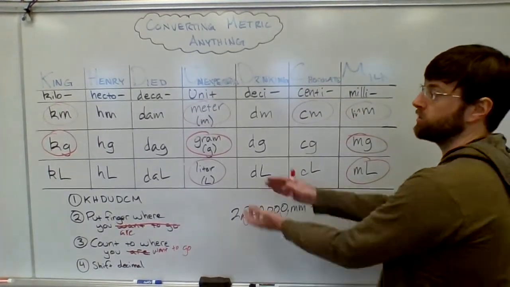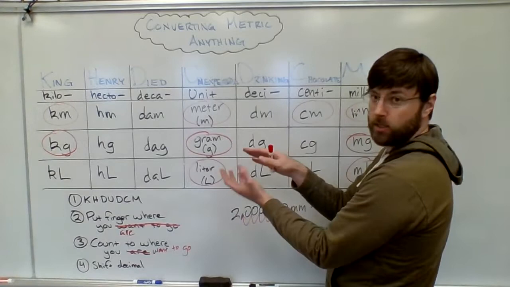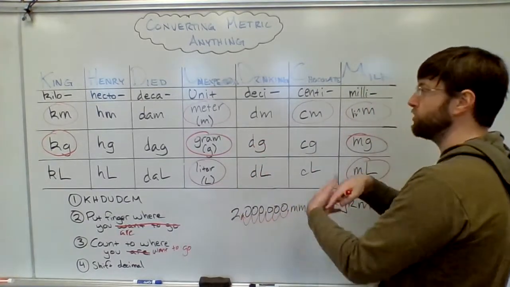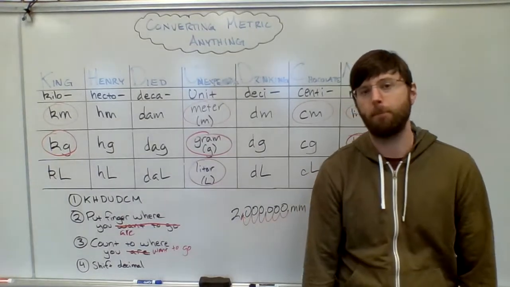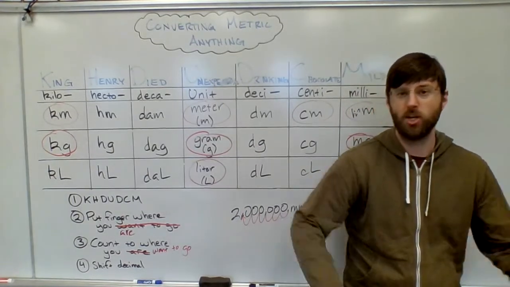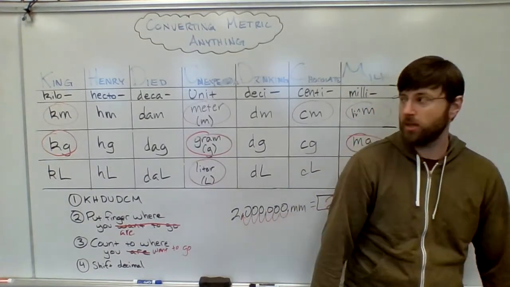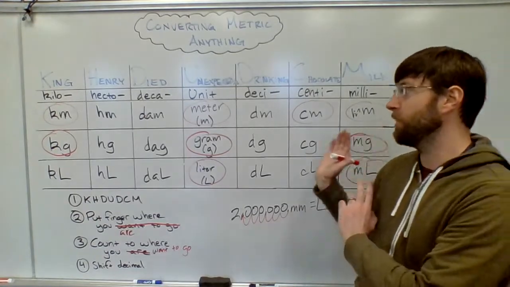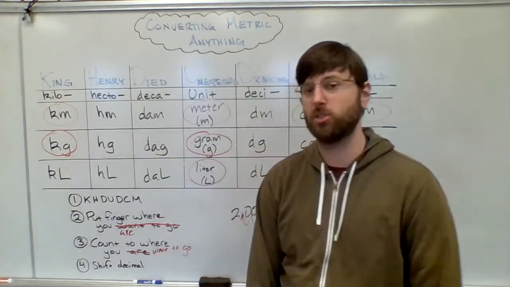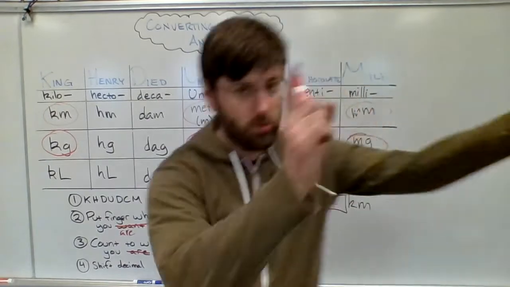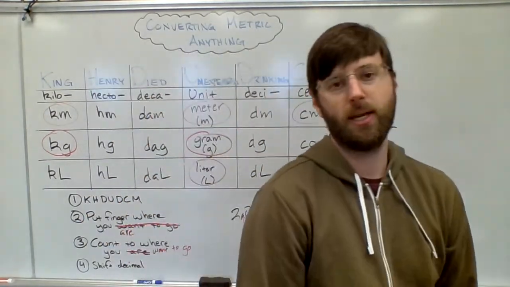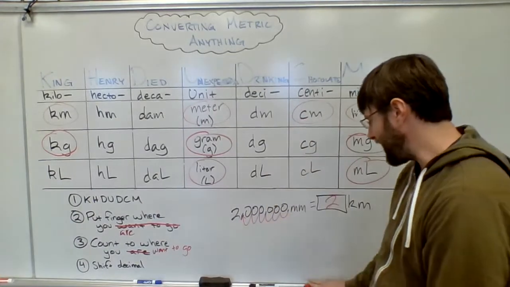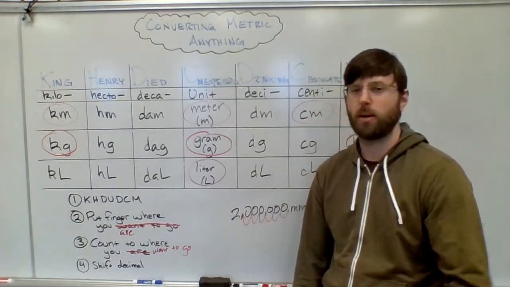So I wanted to show you the chart. I wanted to refer to the chart. I want you to be aware of the chart, know why it works. But bottom line here is we shift the decimal to the left to make numbers smaller by multiples of 10, or to the right if you're going to make them bigger by multiples of 10. And this chart will help you solve any metric measurement problem.